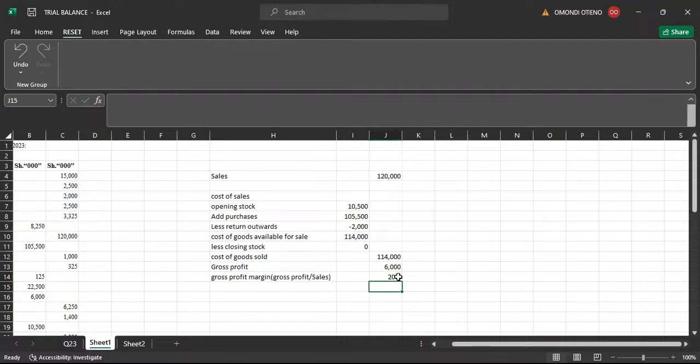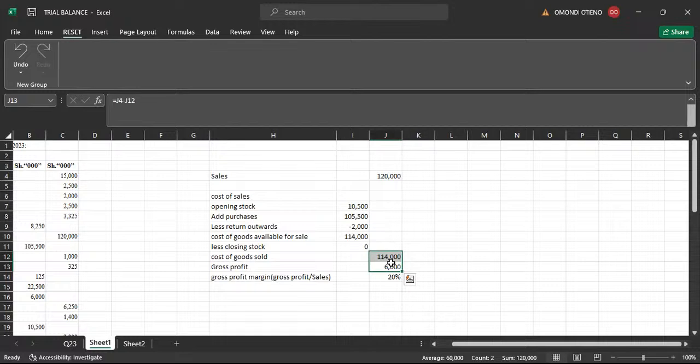So this value, this 6,000, it should be 20% of sales, which means our cost of goods sold should be the remaining percentage. If I add gross profit back to cost of sales, I should be able to get my sales value. So the other portion that is missing before I arrive at gross profit should be the cost of goods sold.